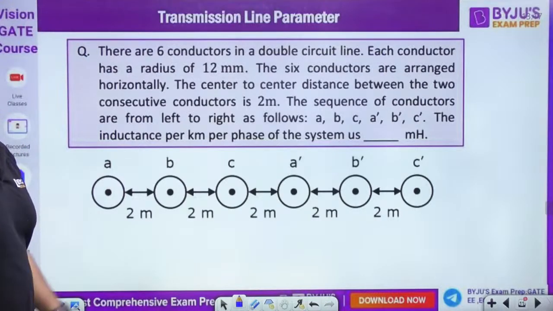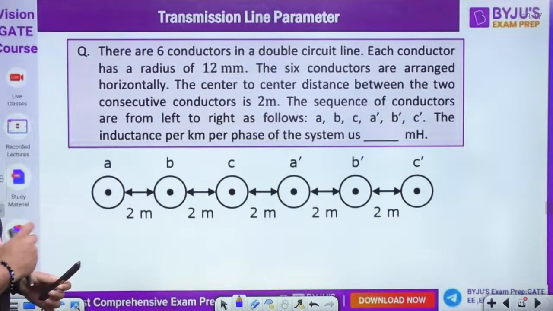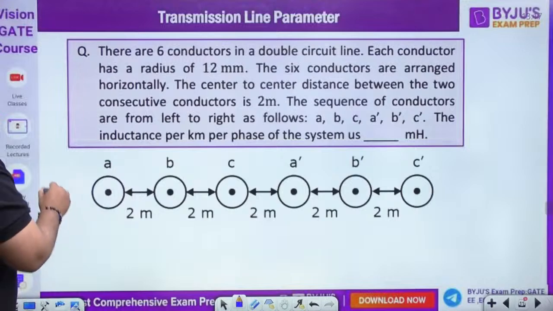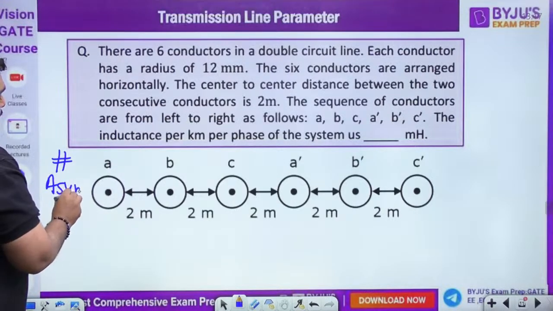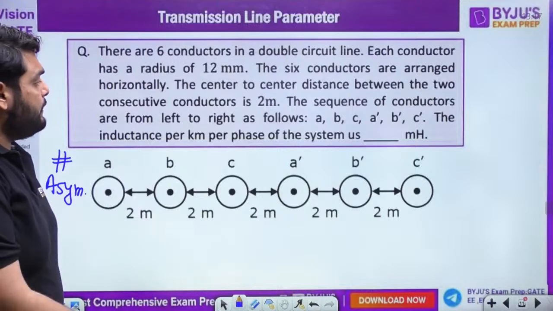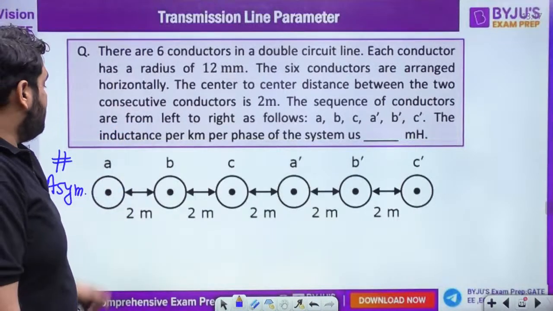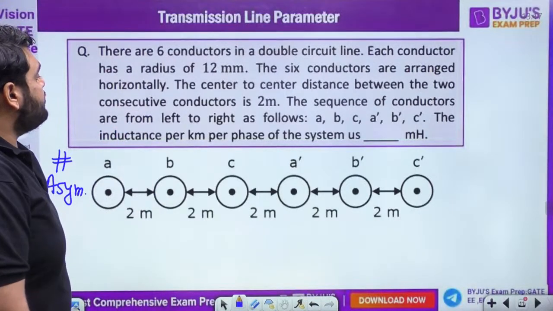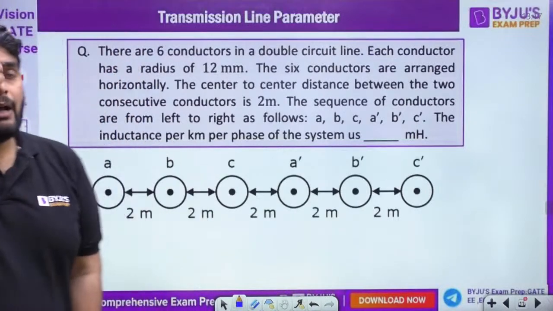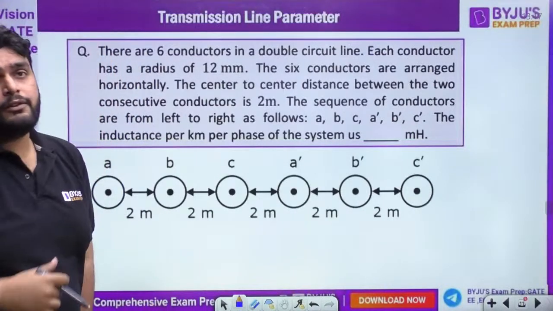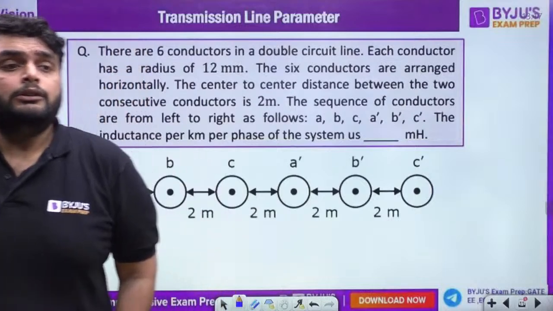So solve and see what it will be. We have been given 6 conductors in a double circuit line. Each conductor has a radius of 12 mm. The 6 conductors are arranged horizontally. Remember, this is an asymmetrical configuration. The sequence of conductors ABC is given. The inductance per kilometer per phase of the system is. Yes Arin, I'm waiting, don't worry. Just solve it. Find out GMD and GMR.